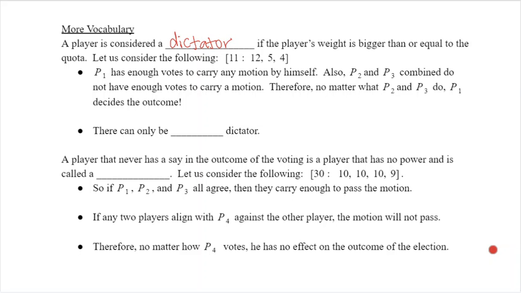Players 2 and 3 combined do not have enough votes to carry a motion, so no matter what players 2 and 3 do, player 1 decides the outcome. You can think of this as player 1 has a majority of the votes. And there can only be one dictator because that person has to have at least half of the votes.